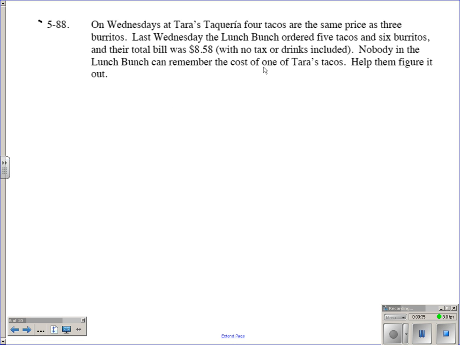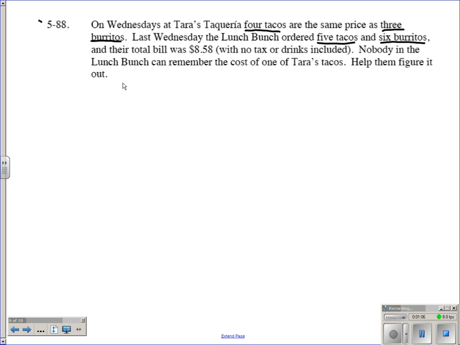So we're trying to figure out the cost of one taco when we've been ordering tacos and burritos for lunch every day, or at least on Wednesdays. Some of the important information here: they ordered 4 tacos that are the same price as 3 burritos one Wednesday. The following Wednesday, they ordered 5 tacos and 6 burritos, and they were able to give us the bill.